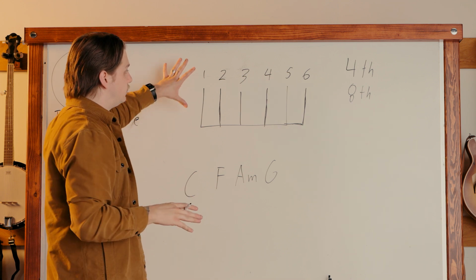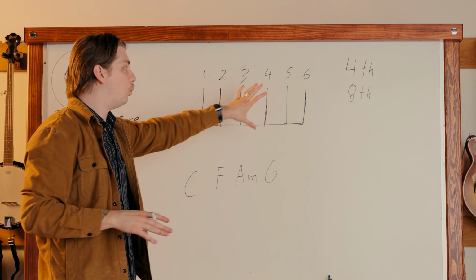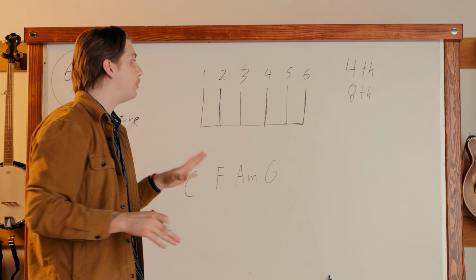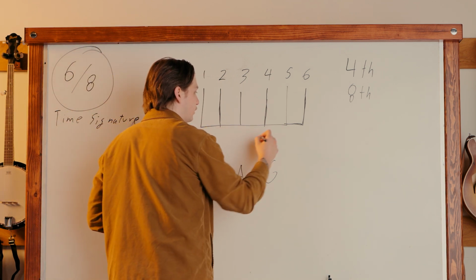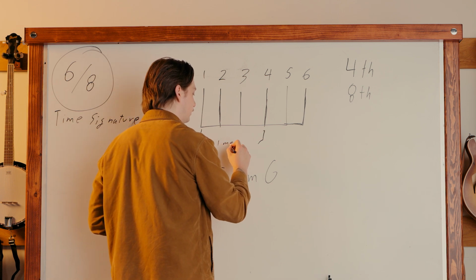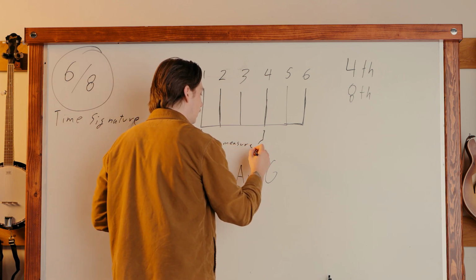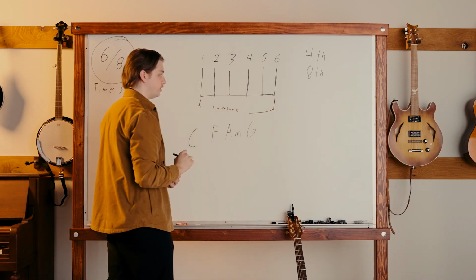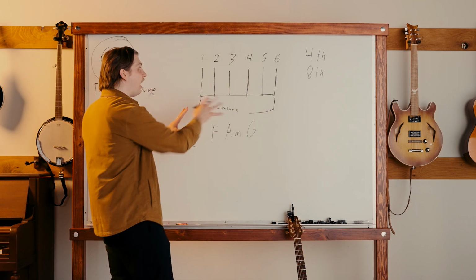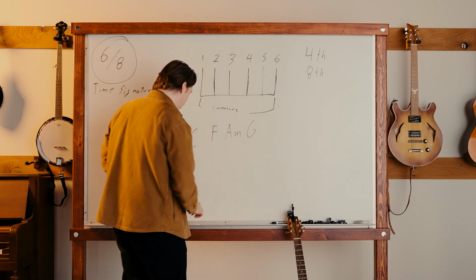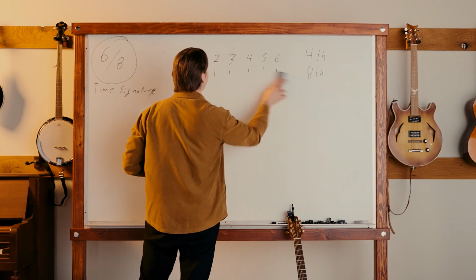Now, this is one measure of 6/8 timing. So remember, before, a measure was when we counted to 4. That was one measure. But now that we're in 6/8 timing, this is one measure. Does that make sense? Because now we're counting to 6 one time. Okay? So here's what we're going to do.